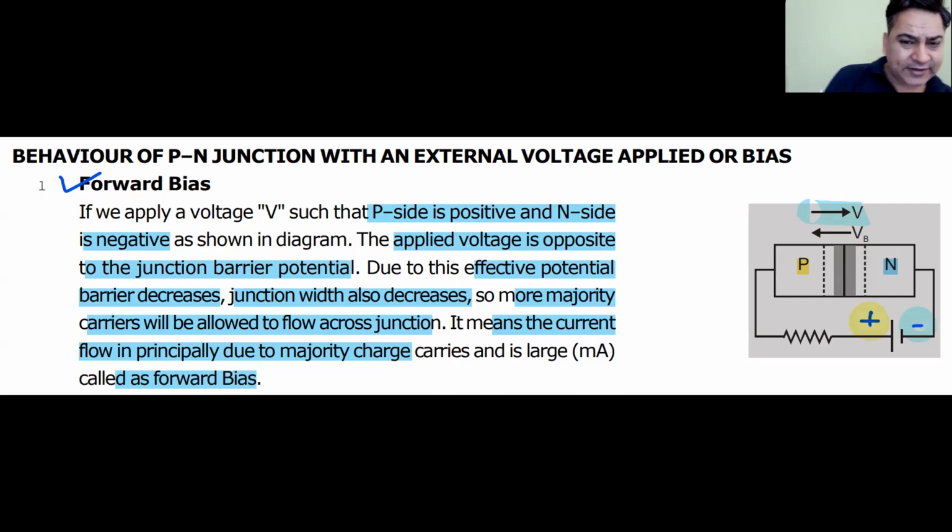You have to draw the diagram also, sir. In the diagram, the dotted lines that you see were the original potential barrier, the original depletion layer, and it has decreased. Do we understand this, that the potential barrier has decreased? Yes, sir. Please write it down, sir. I'll give you a minute, sir.